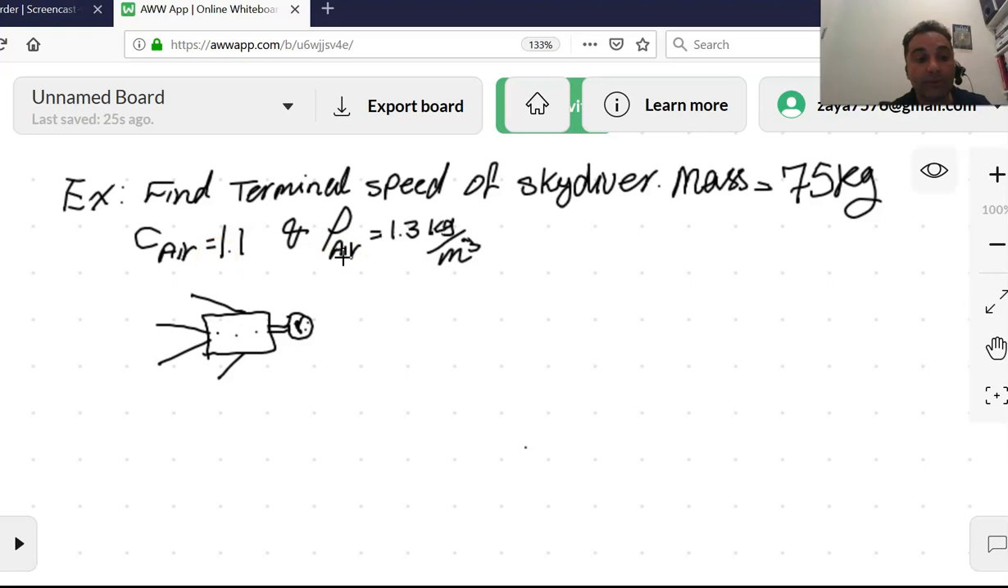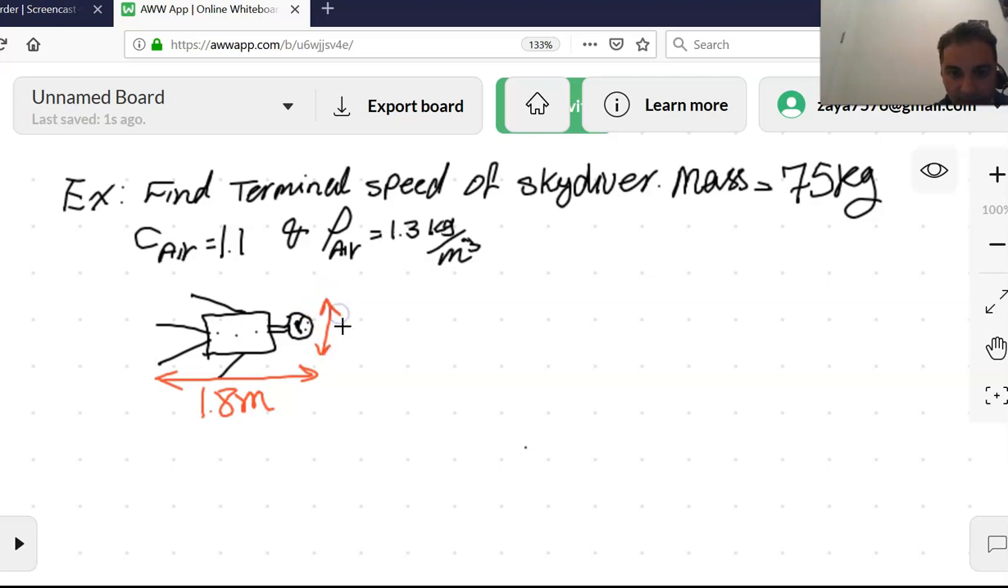Now we also need to know the size of the object. So guys, again, the average size of one person, human, is 1.8 meter. It's his height. And his width is like 40 to 45 centimeter, 50 centimeter. Let's go with 40 centimeter, which is 0.4 meter.